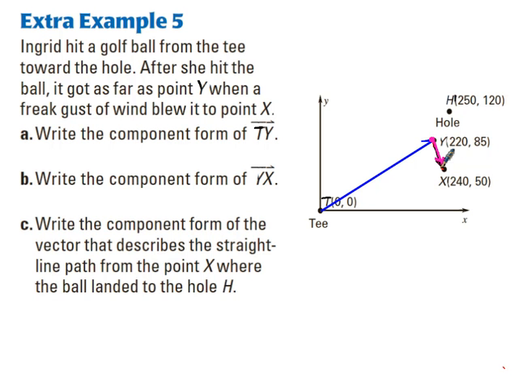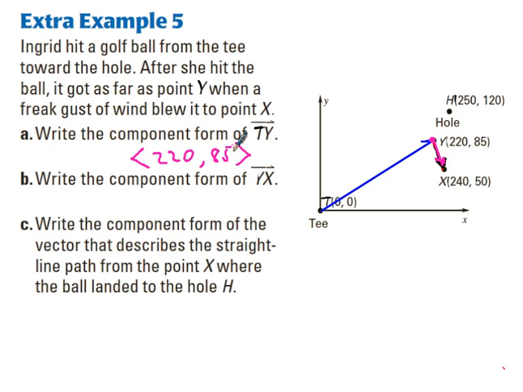So TY, well, it went to the right. Well, that's the component. It's 220 to the right. And how much did it go up? It went up 85. Oh, we don't use parentheses though for component form. We need our pen tool here. 85. There's the component form for TY.